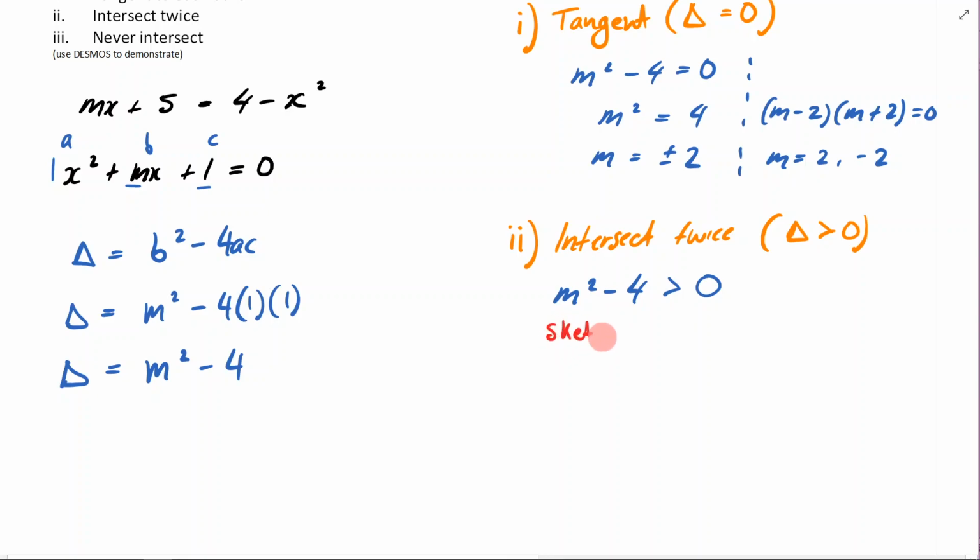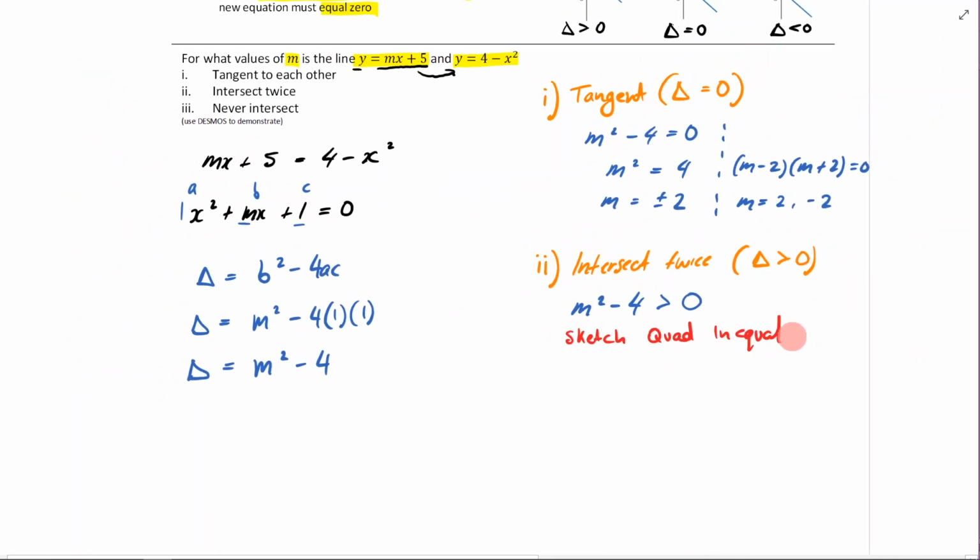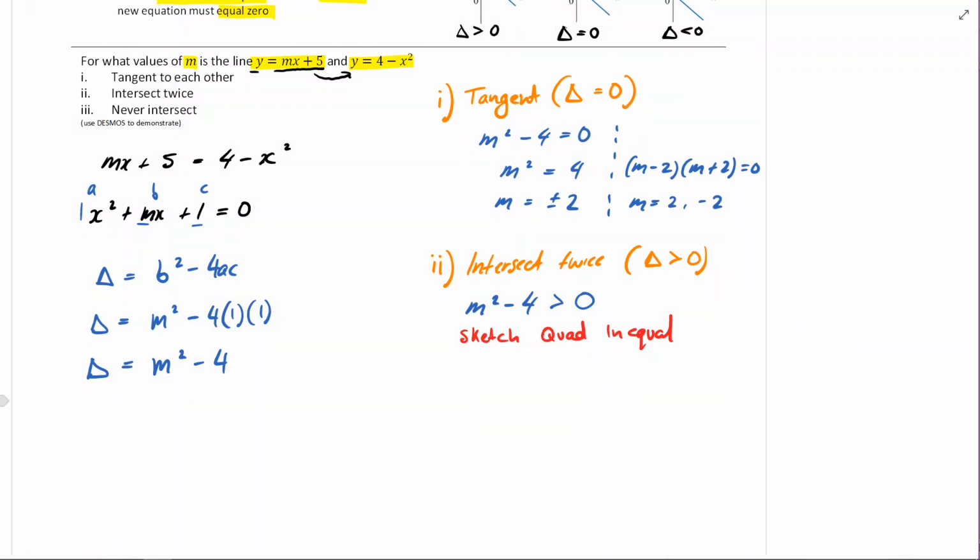You must sketch the quadratic inequality. So I'm going to give this a quick sketch to figure out what's going on. I'll draw this, like that. Remember, I know my intersection points from up here. They're going to be -2 and 2.